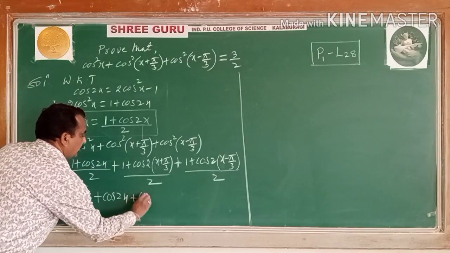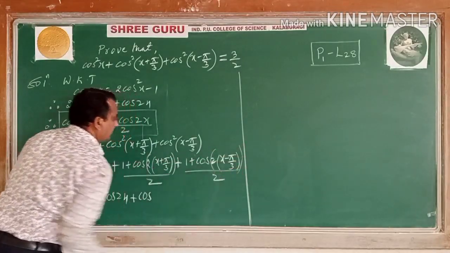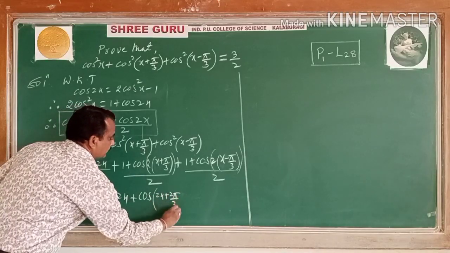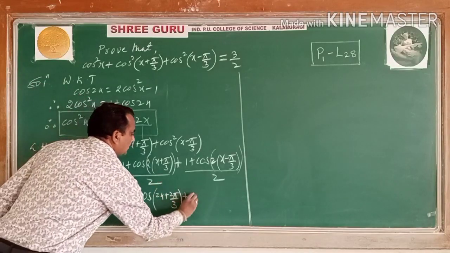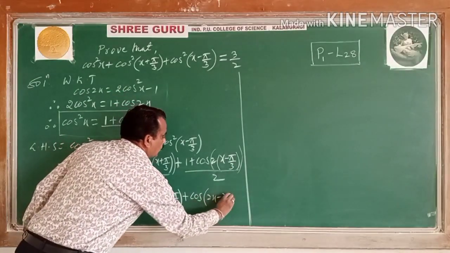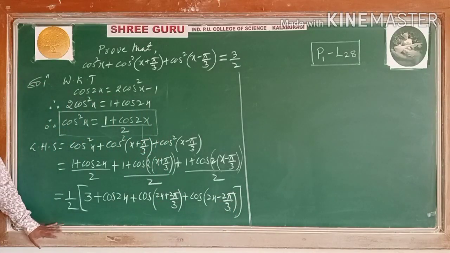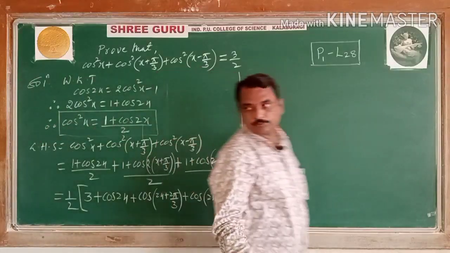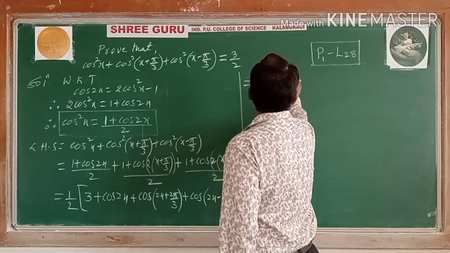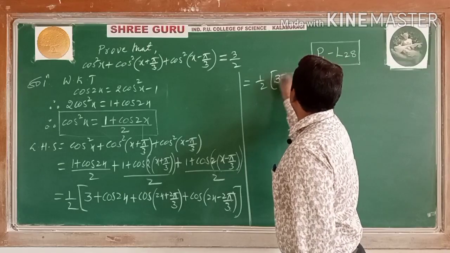3 it is, plus. See how much it becomes. Take 2 inside the bracket in this bracket: cos of 2x plus 2 pi by 3, plus cos of 2x minus 2 pi by 3. So this is equal to 1 by 2 into 3 plus cos 2x plus cos of 2x plus 2 pi by 3 plus cos of 2x minus 2 pi by 3.